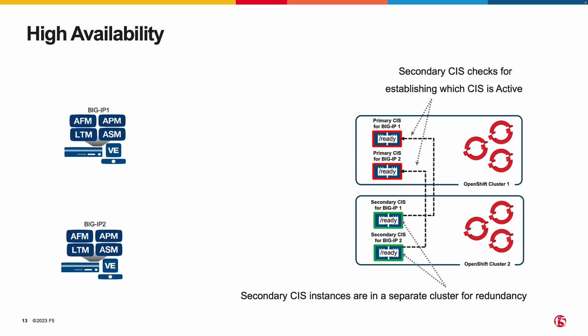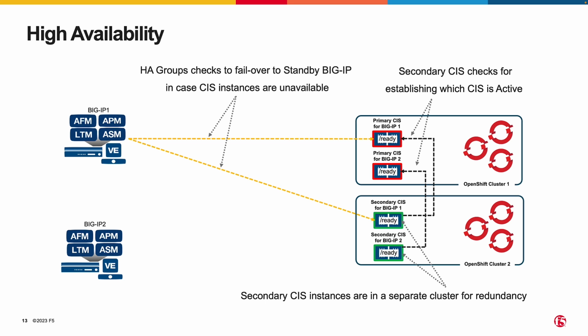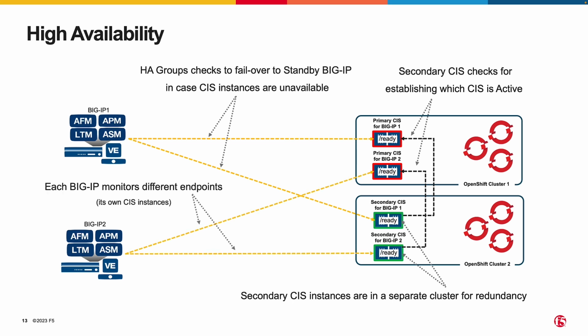So far, we have described CIS high availability. But what about BigIP high availability and its dependency on CIS? What if the two CIS instances of a given BigIP are not operational? For handling this case, the HA Groups facility is used. This allows us to monitor all CIS instances and calculate a score to compare with the peer BigIP. The peer BigIP will check the availability of its CIS instances. If both CIS instances are not operational in the active BigIP, and the peer BigIP has at least one CIS instance available, the HA Group facility will perform a BigIP failover.